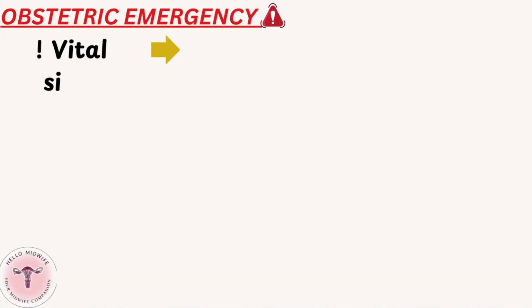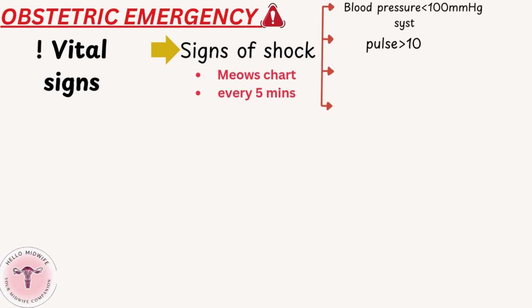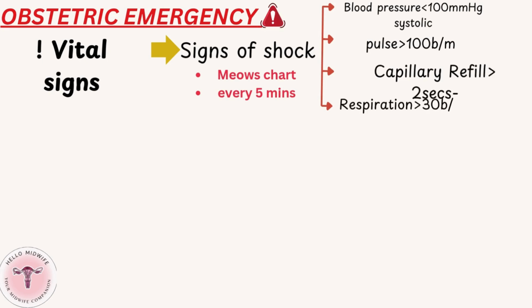Afterwards, we check the vital signs while looking out for the signs of shock. We monitor using the MEOWS chart every 5 minutes. This can be done by either you or one of your teammates. Warning signs include blood pressure less than 100 systolic, pulse greater than 100 per minute, capillary refill longer than 2 seconds, and respiratory rate greater than 30 counts per minute.